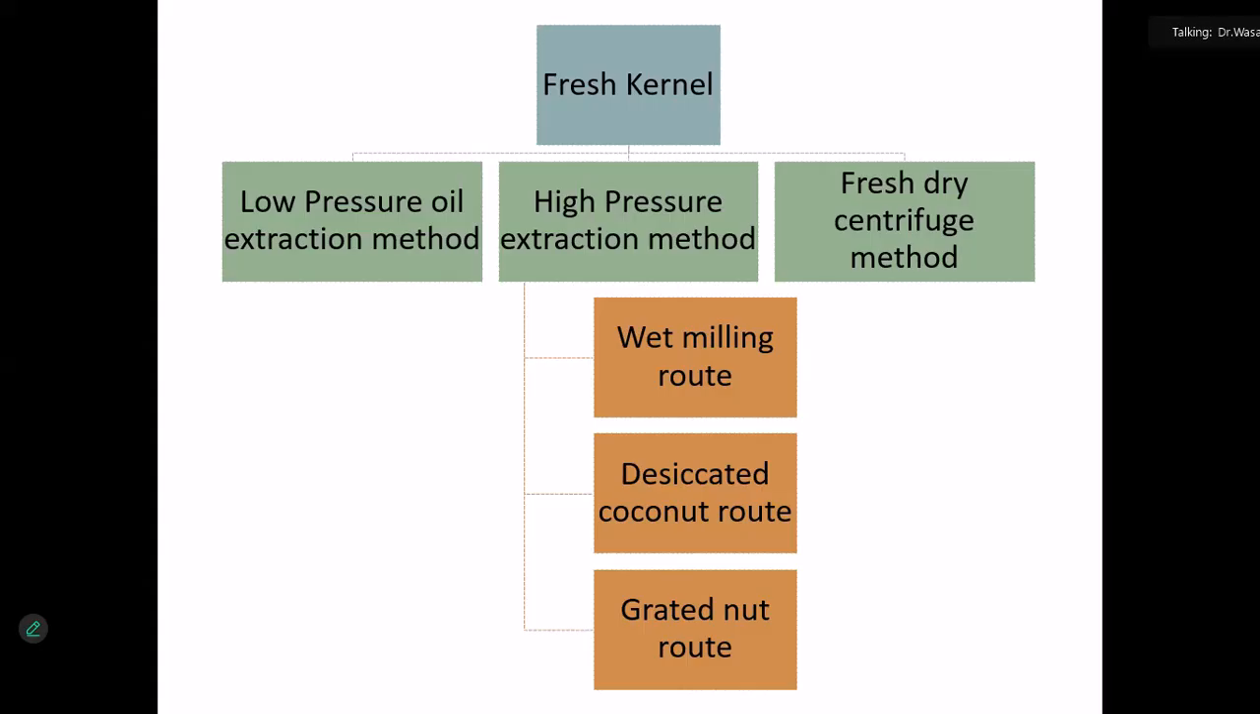Among these methods, we will discuss later, the highest oil content output among all VCO methods is from the wet milling route. The highest energy input is needed for press dry centrifuge. Cost per energy is highest for press dry centrifuge.